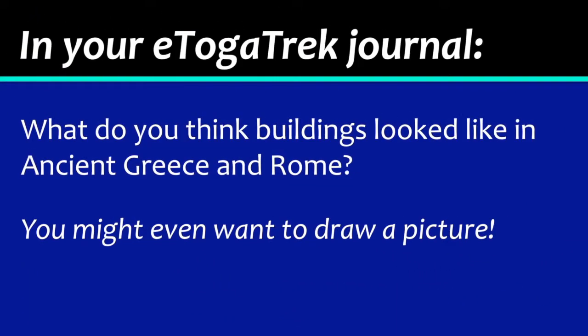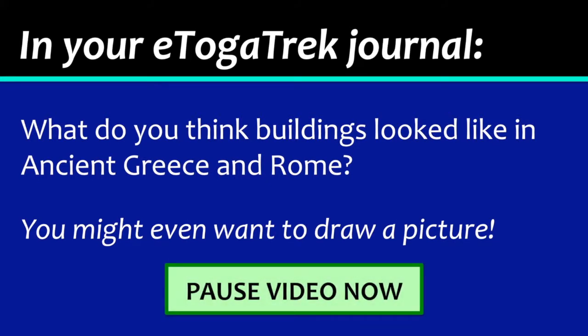What do you think buildings looked like in ancient Greece and Rome? Take 1 minute to write down your thoughts in your eTogaTrek journal. You might even want to draw a picture. Pause the video now to write your ideas or draw a quick picture.